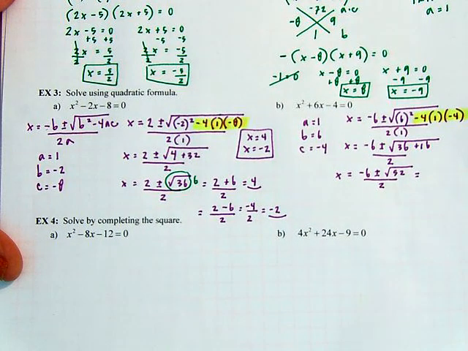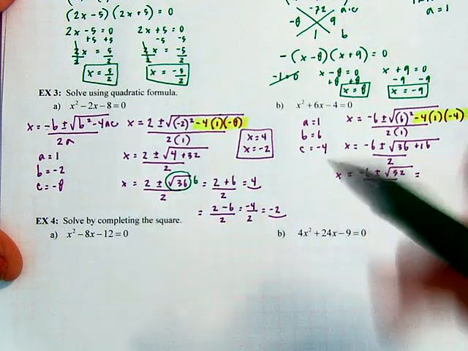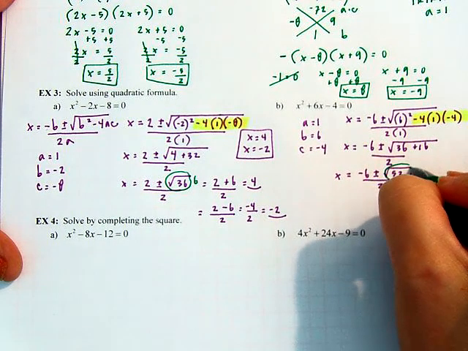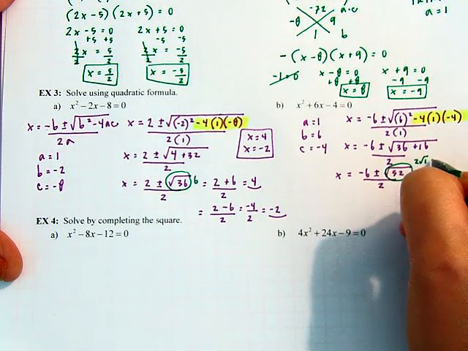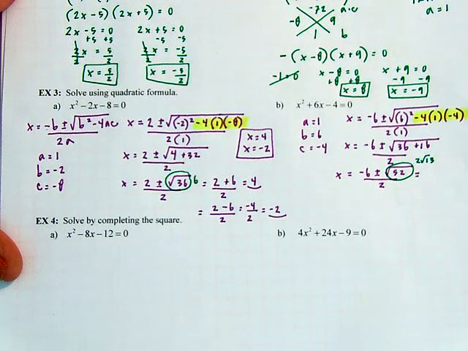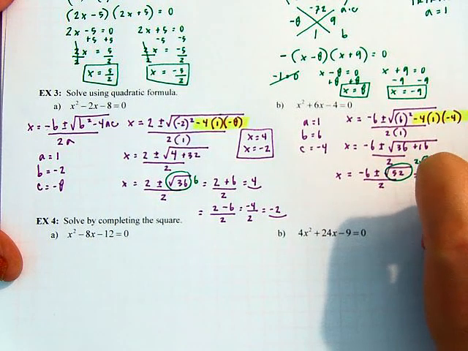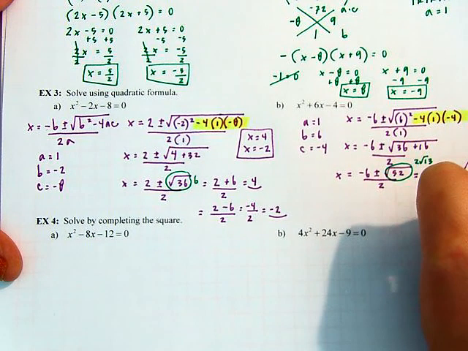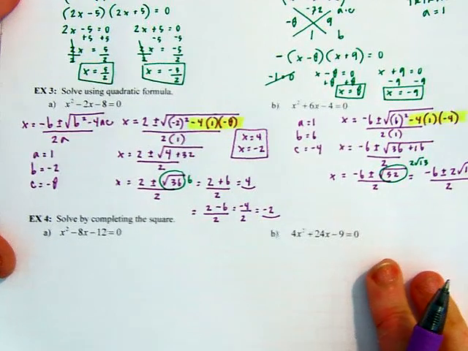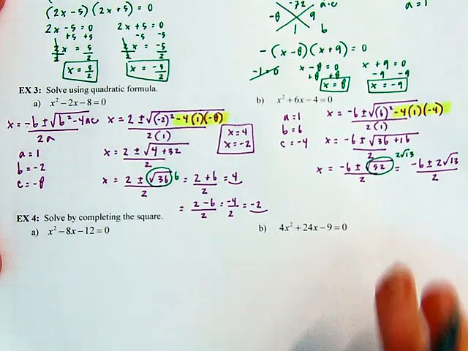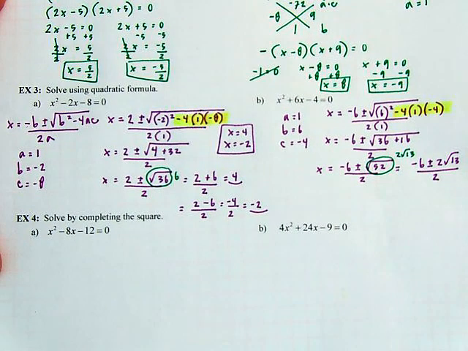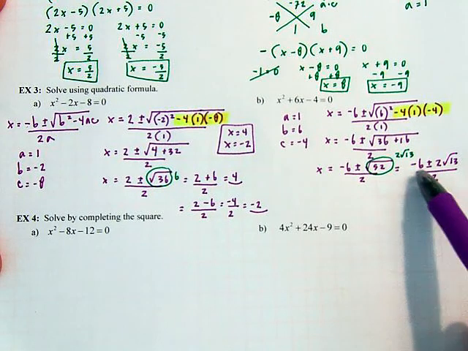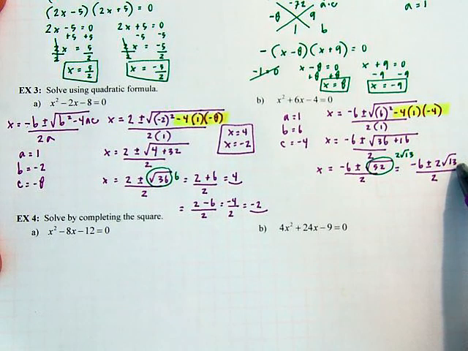Okay, square root of 52, that's 4 times 13, so that's really 2 root 13. So I have negative 6 plus or minus 2 root 13 all over 2. So now I have to think, well, how do I simplify that? Can I simplify that? I can. 2 is a common denominator to the negative 6 and that 2 root 13.